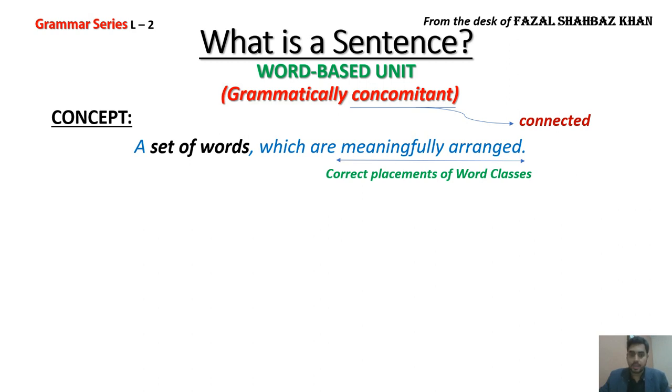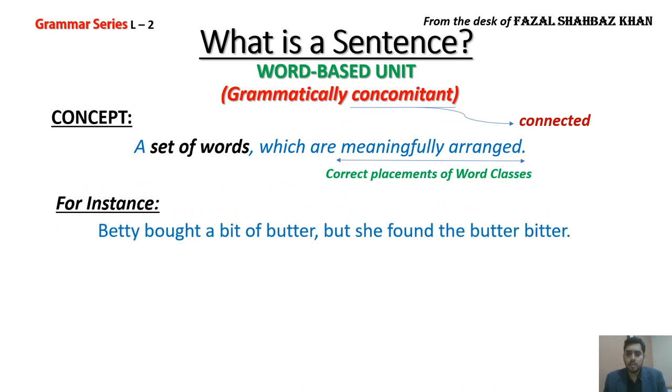Let us check an example here. For instance, one of the different sentences I have chosen here has to be a tongue twister. It goes as: Betty bought a bit of butter, but she found the butter bitter. Now if you use it at a faster pace, you come across its twists and turns, which makes it too difficult to say.